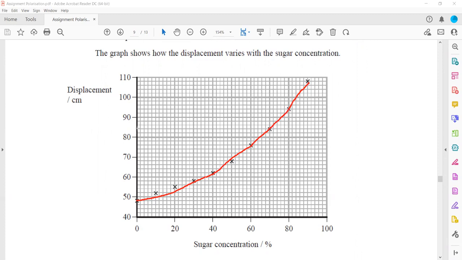So 80, 82, 84, 86, 88. This one is 88. So from 88, we'll draw a line and then we'll find the concentration. Each box is representing 2 on the x-axis. So this is 70, 72, 74. So this one is 74. So the concentration of the sugar solution is about 74%. Is it clear? Yes, sir, it's clear. Okay.